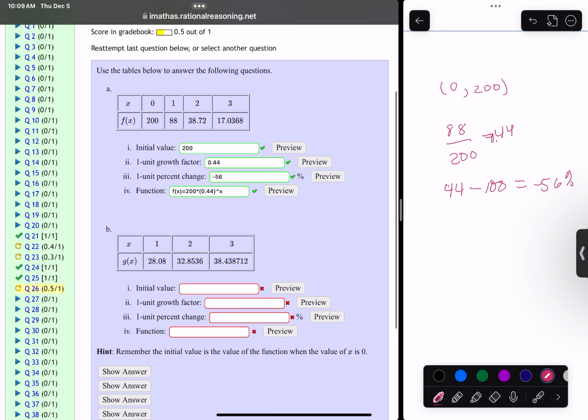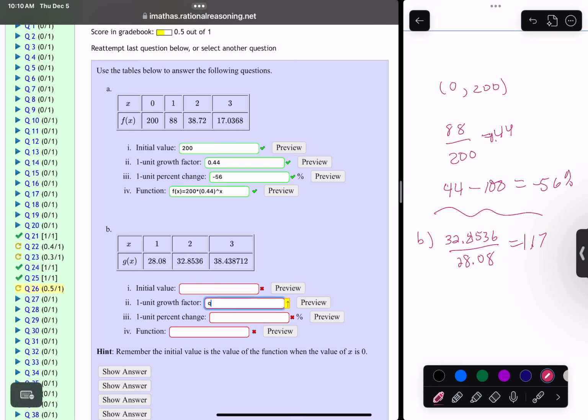Now our 1 unit growth factor I would like to do in B as my first step because I don't have my initial value. So if I take my, this time it went up, okay? So if I take my 1 unit, they have to be 1 unit away from each other, and I divide it by the year before, so 32.8536 divided by 28.08, I get 1.17. So that is my 1 unit growth factor.